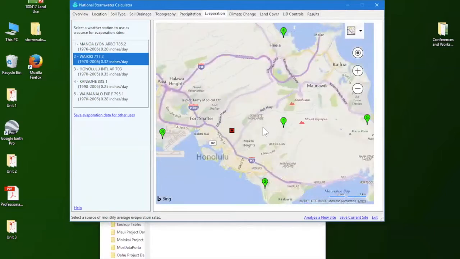And then it looks for evaporation. So it actually looks and finds the sites that have evaporation data in your neighborhood. And so I picked Waikiki mostly randomly because Lion Arboretum seemed like the wettest place on the planet compared to me, and I didn't want to go there.